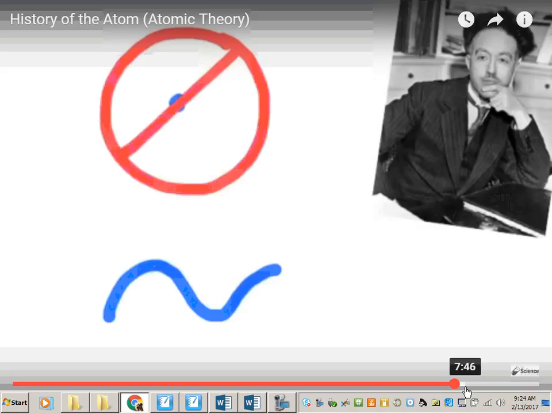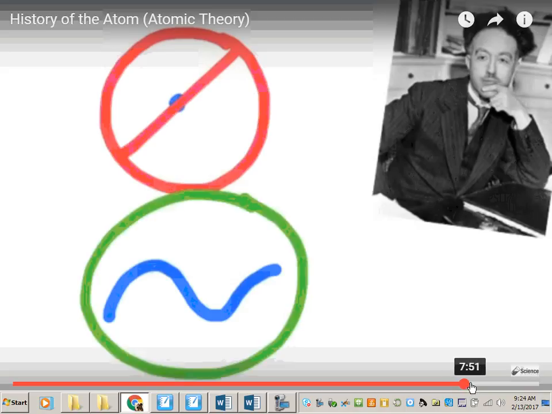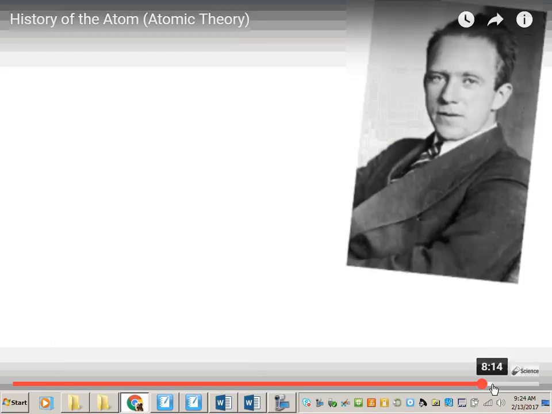Because the more you know about your speed, the less you know about the location of the electron. The observer causes influence on electron behavior. Okay, you gotta know those things. You'll know those. And there's Schrodinger.